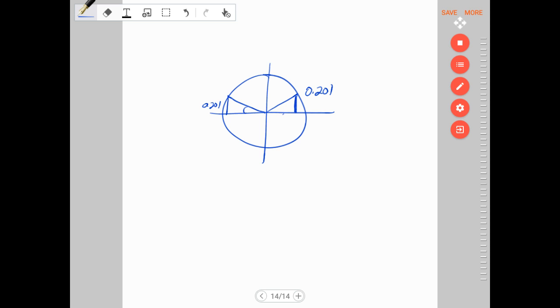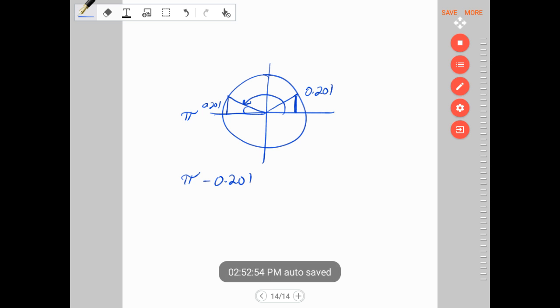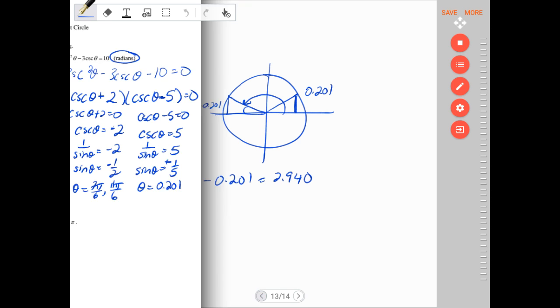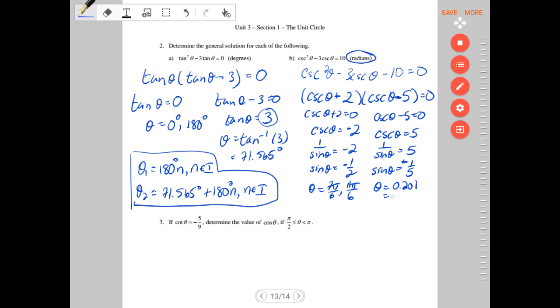So how do I figure out from the initial arm to the second terminal arm? Well, remember that a full rotation to the negative x-axis is pi radians. So to figure out the difference, I'm going to take pi and I'm going to subtract 0.201, and I will get 2.940. So that would be our other angle in terms of sine. So it also equals 2.940.